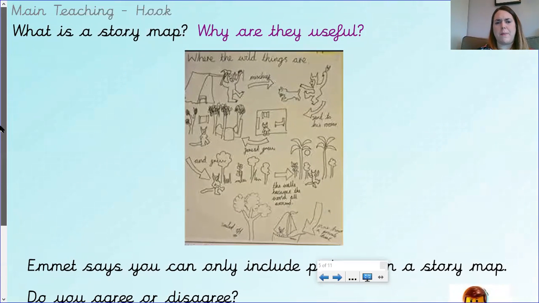Let's have a look at the story map here. This one isn't Emmett's. This is one that he's seen. He doesn't agree with it. This story map is for Where the Wild Things Are.